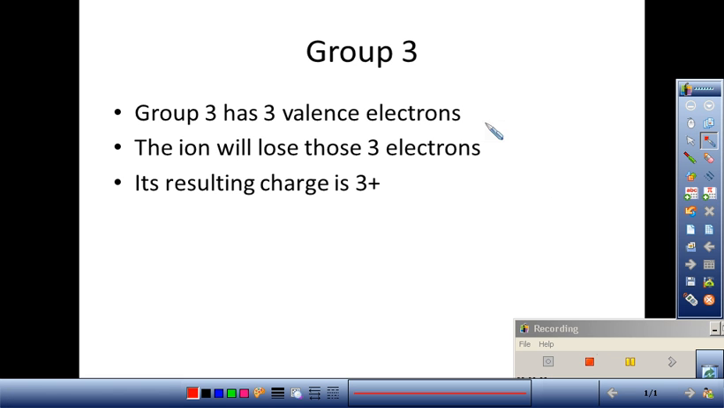And then group 3 is going to follow the pattern. Group 3 has 3 valence electrons. The group number matches the valence electrons. So he's going to lose his 3 electrons. And if I lose 3 minuses, I'm going to have a 3 plus charge. So if I look at aluminum, which is in group 3, he's going to lose his 3 electrons. So his charge is going to be 3 plus.